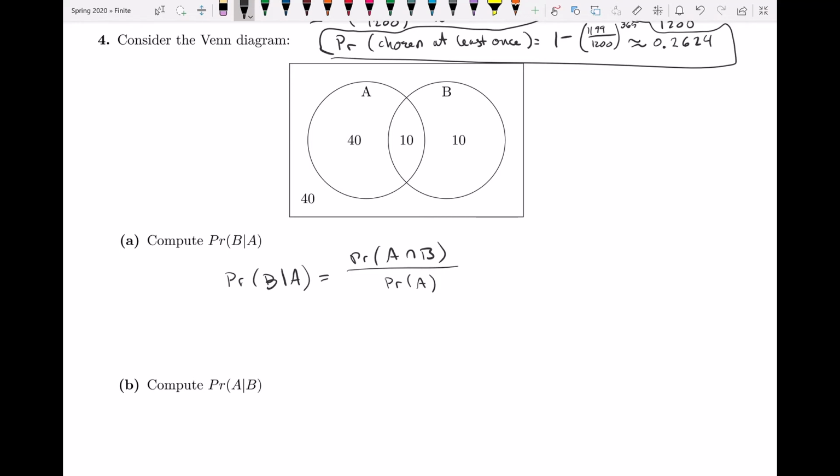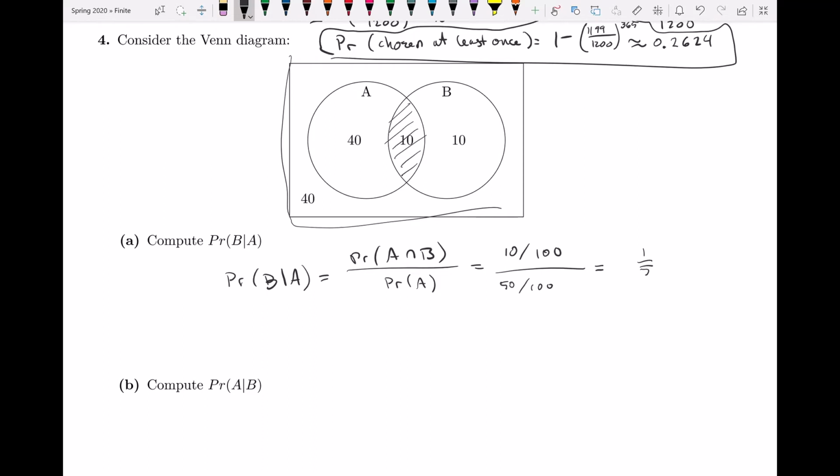I was just too lazy to come up with a story for this example. So the probability of this random thing belonging to A and B is simply the size of A and B, which is 10, divided by the size of the universal set. If we add this up, 10 plus 10 is 20, plus 40 is 60, plus 40 is 100. So this equals 10 over 100, divided by the probability of A, which is 50 over 100. And that equals 1 over 5.